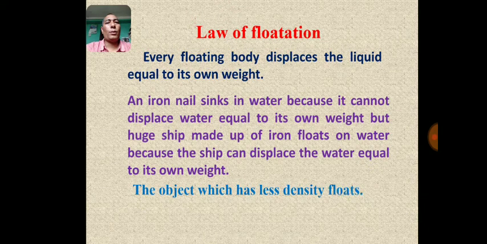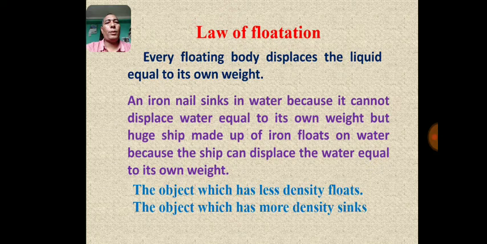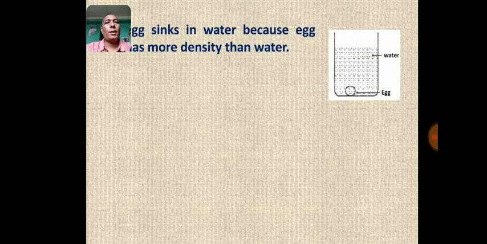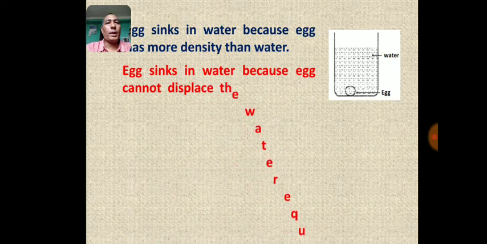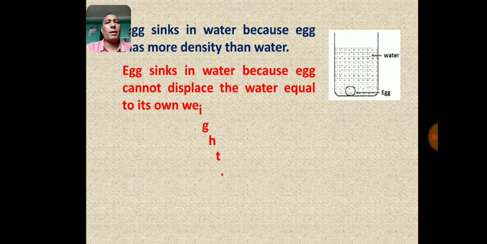The object which has less density floats. The object which has more density sinks. Egg sinks in water because egg has more density than water. Egg sinks in water because egg cannot displace water equal to its own weight.